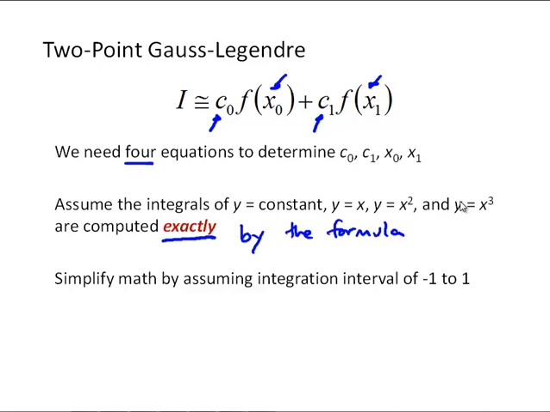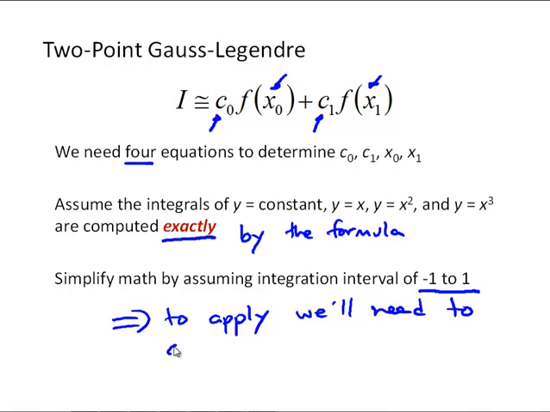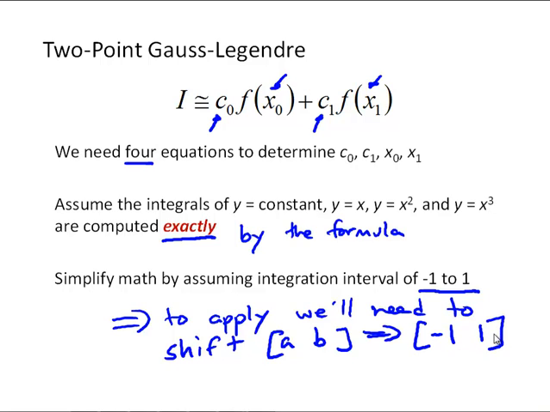We're also going to simplify the math by assuming the integration happens over an interval of -1 to 1. This means that when we apply this, we'll always need to shift whatever our actual integration range, a to b, to the range -1 to 1. We'll talk about how to do that in a minute. But first, let's look at how we solve for these constants.